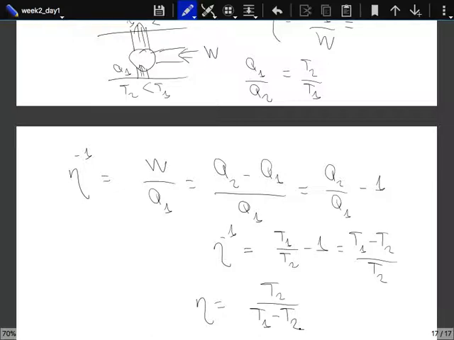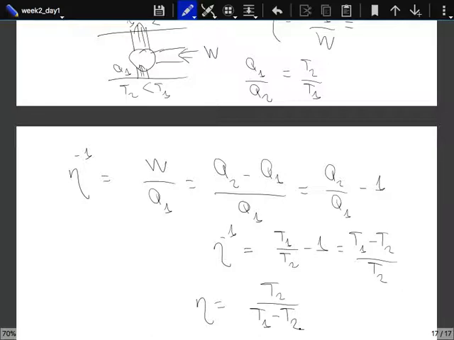So basically this tells me that for a refrigerator, if the inner temperature and outer temperature are very close to each other, the efficiency can be larger than 1. So you will basically be taking more heat from the colder reservoir than the work that you do. In that sense, the efficiency will be larger than 1.